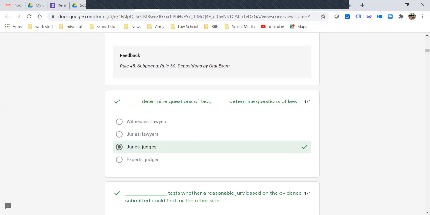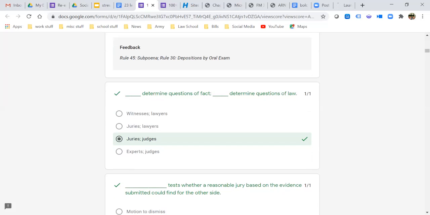It's an important one. Juries determine questions of fact, while judges determine questions of law. This may not always be the case, but the majority of the time that's correct. So the jury will determine questions of fact. Judges determine questions of law.